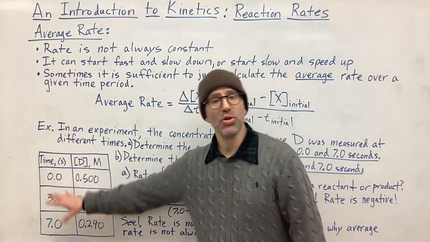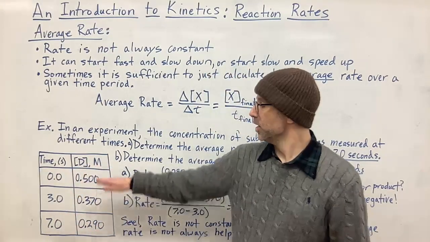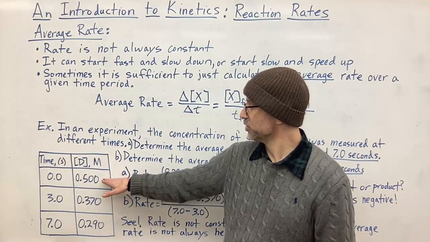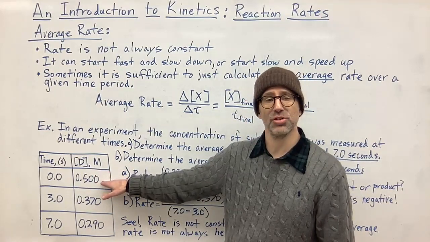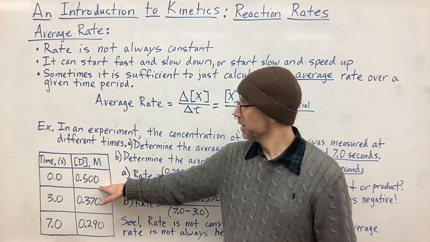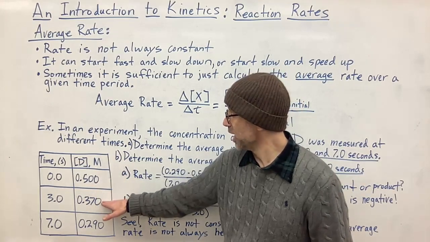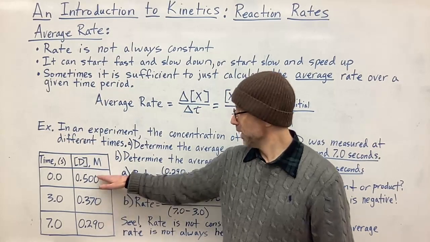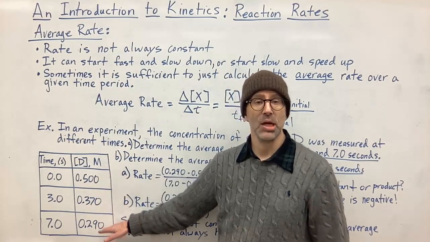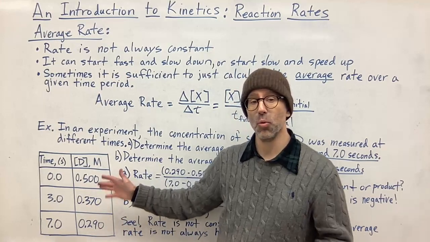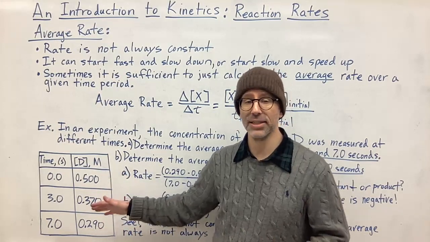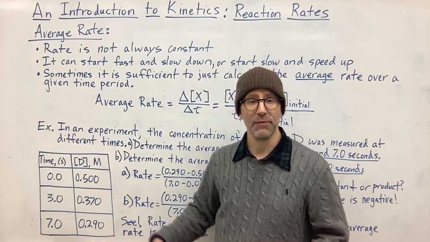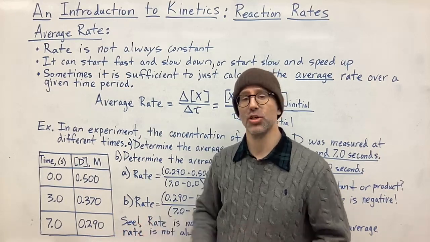Now, notice something from the table. At the beginning of the reaction, you start at 0.500 molar. That's the concentration that you start with of D. Then, as time goes on, what do you notice about the concentration of D? It's going down. So that should indicate what D is. Is D a reactant or is it a product? What do you think? If you said a reactant, you would be correct.